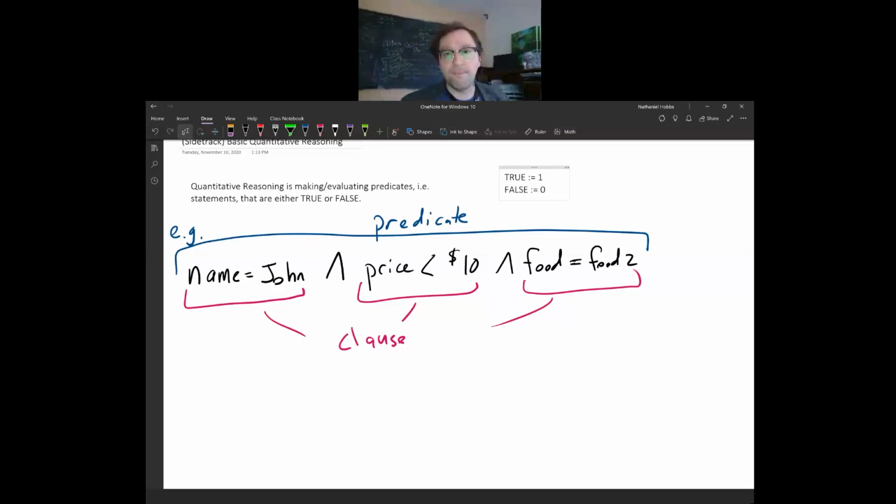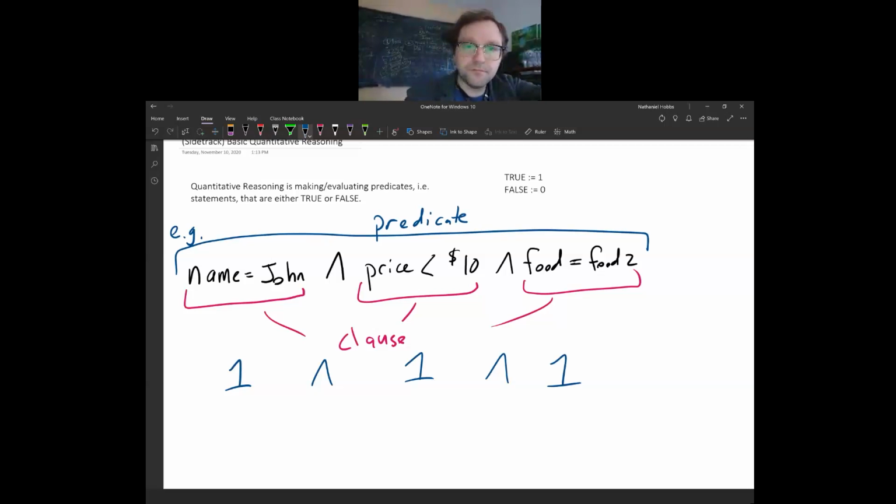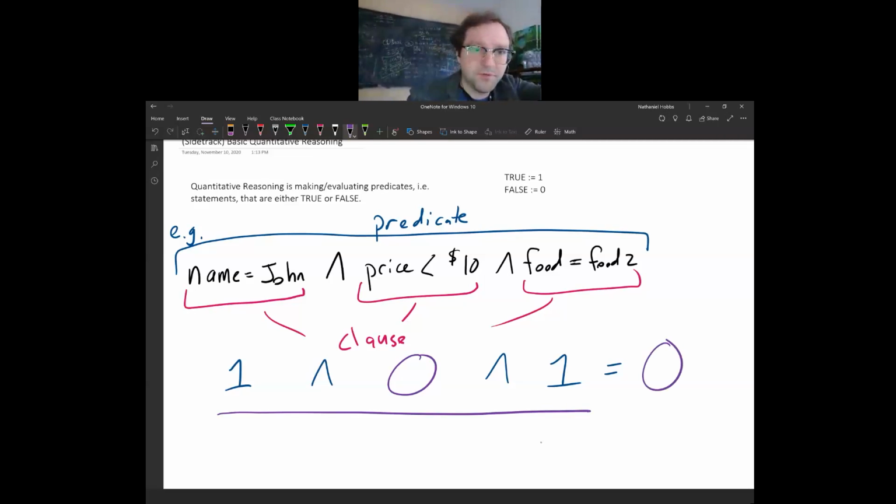So for example, if the name is John, then that'll be a 1. And if the price is less than $10, then that's also a 1. And if the two food names match, then all of those are true, which makes the whole thing true. Now, if the price is greater than $10, then that would be a 0. And 1 and 0 and 1 is a 0. Okay, so that's an example of a predicate.